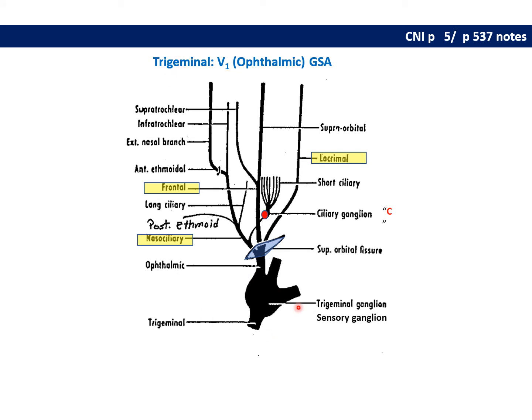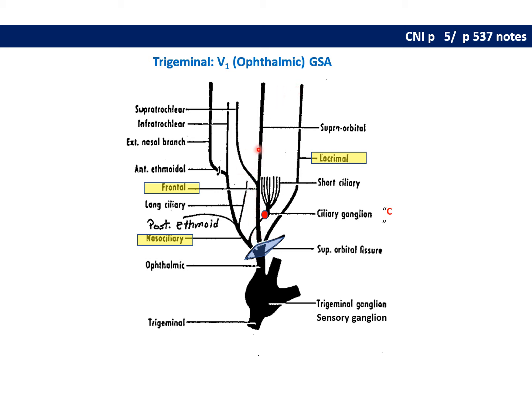Here's a closer look at V1, our ophthalmic division. Notice that it goes through the superior orbital fissure, and then it gives off this lacrimal nerve, which goes to the lacrimal gland. It's a sensory nerve. Remember, this is trigeminal. These are GSA fibers that provide sensory innervation. Parasympathetics, as I've told you before, originate with the facial nerve, go to the pterygopalatine ganglia, and then hop on branches of the trigeminal to get to the lacrimal gland to innervate crying.